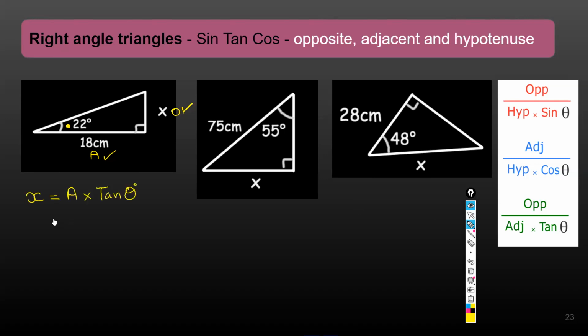Theta is the angle we are standing in. So it's 18 multiplied by tan, and the angle is 22. You just have to type that straight into your calculator, and we are finished. 18 multiplied by tan 22, and we're getting 7.27 centimeters. For those who got it wrong, I did see a few people got it wrong.